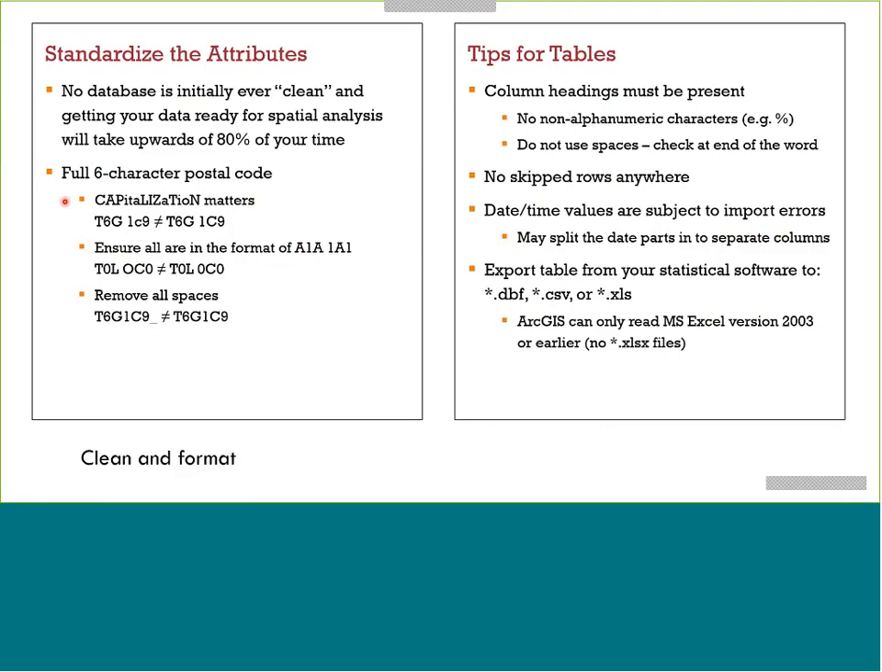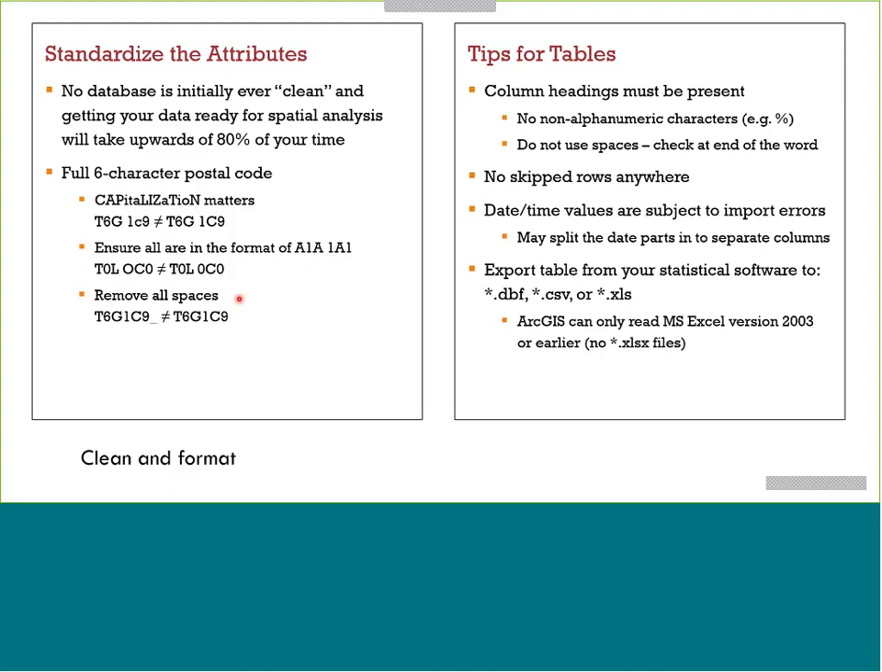So capitalization matters, just like we were told in the last seminar. So T6G1 lowercase c9 does not equal all uppercase letters. And you also need to ensure that all are in the format of a letter, number, letter, number, letter, number. And so even though we might say T-O-L-O-C-O as a postal code, they need to be entered as zeros. So the letter O is not the same as the number 0 in this postal code. And often you might need to remove spaces.